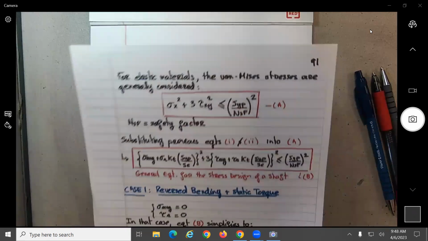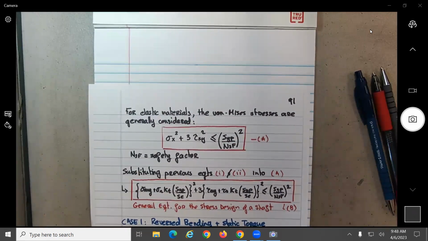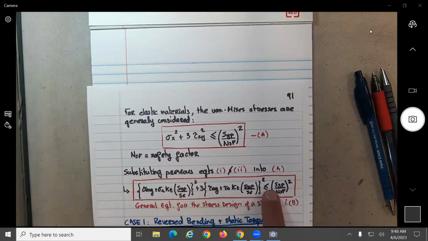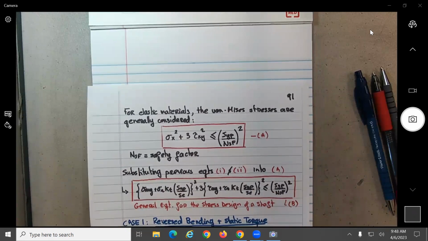All right, so yesterday we derived one equation. We stopped right at this equation over here, no? Okay, and we said that there were two general cases: reverse bending plus static torque, and reverse bending with reverse shear, no? The two cases. So now it's going to be very simple. Let's see how the general equation will simplify for each one of these cases, and then we do an example.